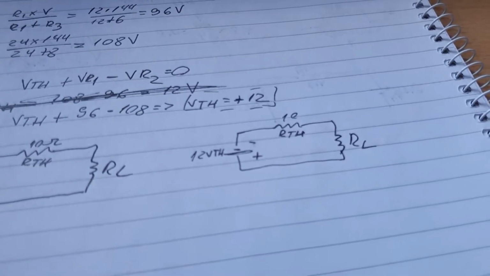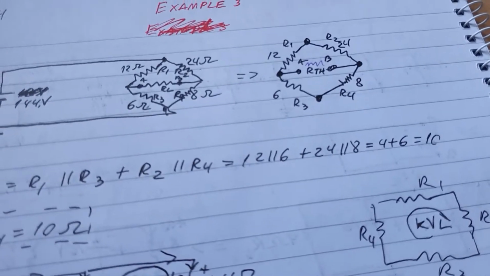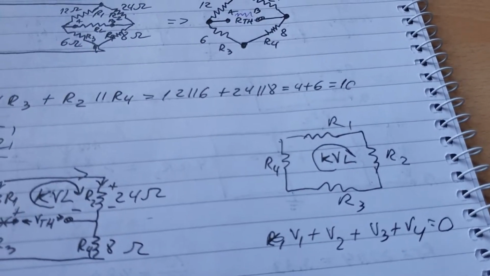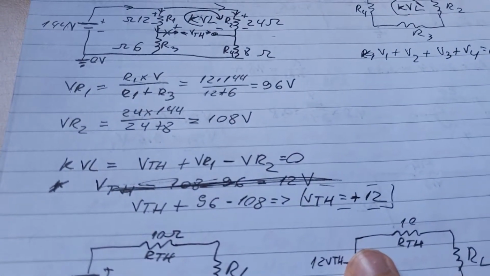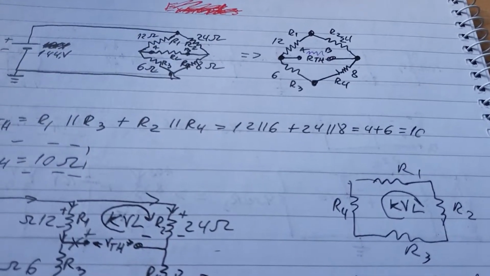But anyway, so this is example number 3 with a bit more of a complex circuit, but we managed to do it. And I also showed you the KVL method to calculate the voltage inside one of the resistors, which is pretty interesting. And also I showed you the difference between them.